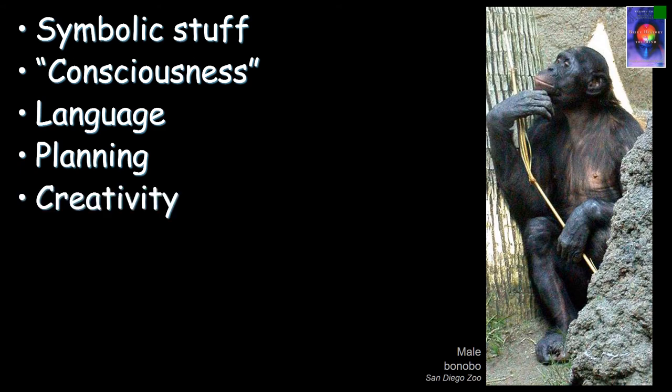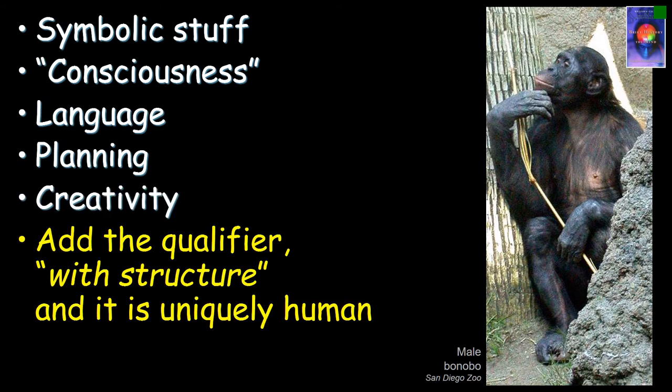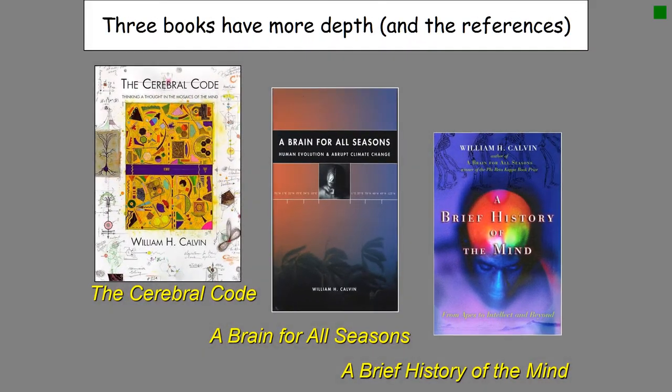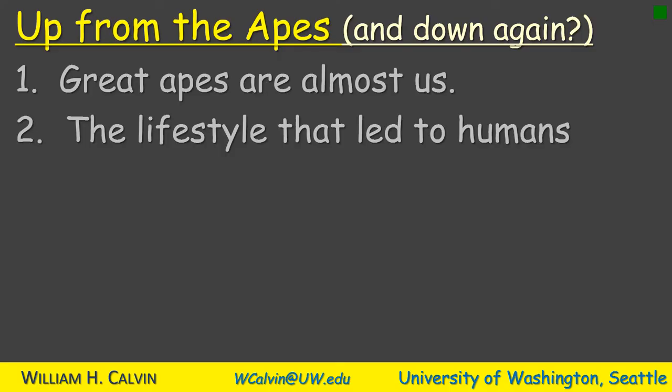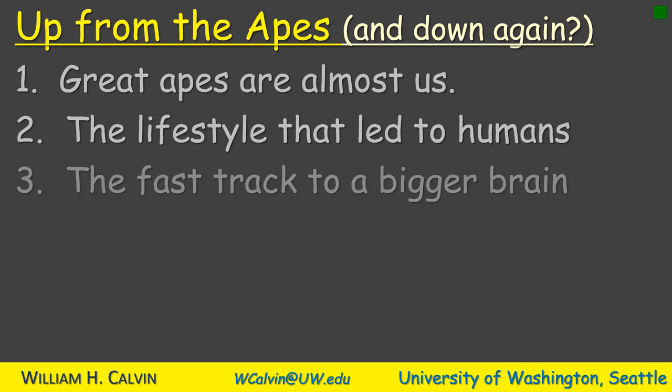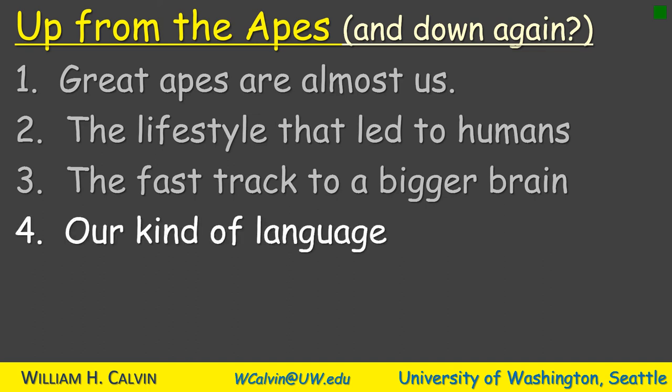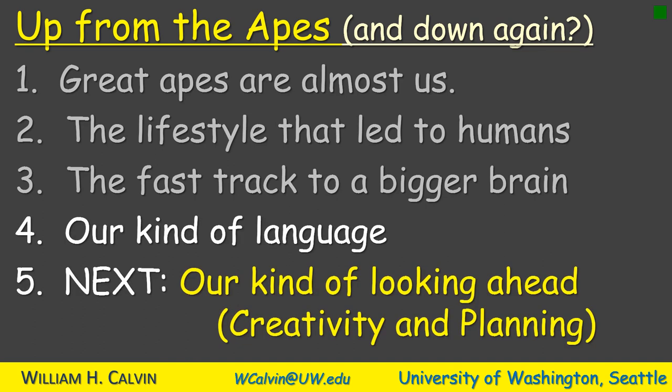So all of these things I'll discuss next time, but they all seem to be the stuff of higher intellectual function. There are three of my books that have more depth, which you might want to take a look at. So here's where we are in the series. These are the things that we did before. Here's the current lecture. And the next one will be our looking ahead, creativity and planning, and the higher intellectual functions. Thank you.